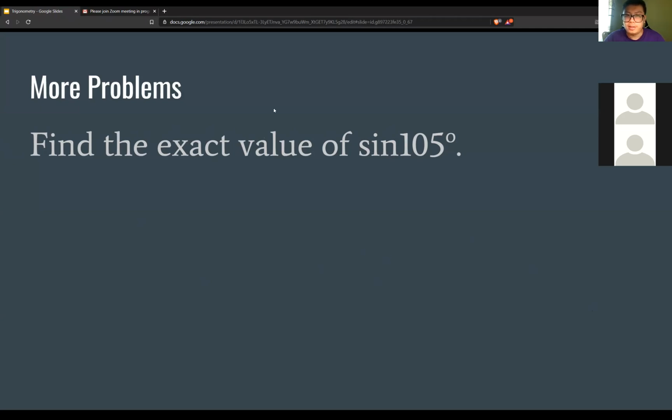Now, if we try to find the related acute angle of 105, remember that 105 is in quadrant 2. So it will be closer to the negative x-axis instead of the positive x-axis. That means its related acute angle would be 180 subtract 105, which is equal to 75. But we've never solved for the trig ratios for a 75-degree angle.